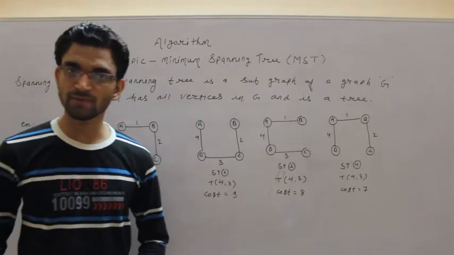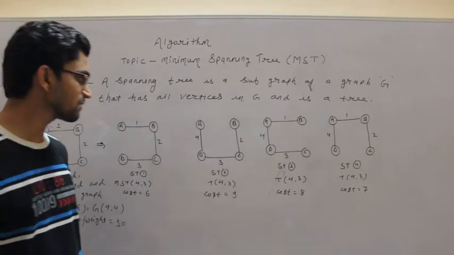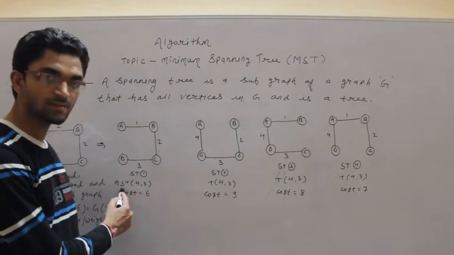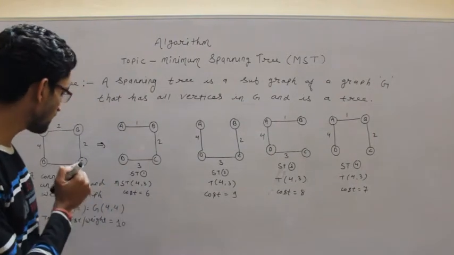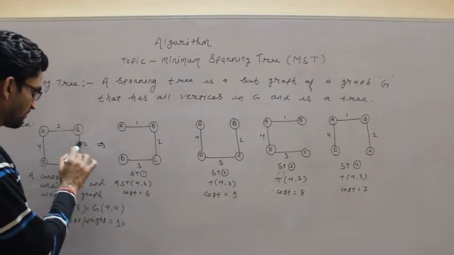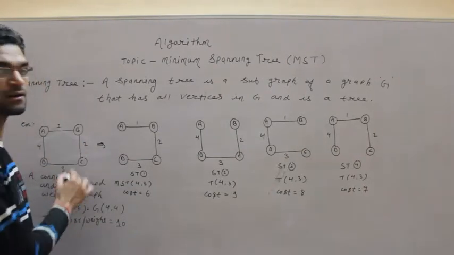So there are many spanning trees possible for a given graph, but the minimum spanning tree is always unique if the weights associated with the edges are different.